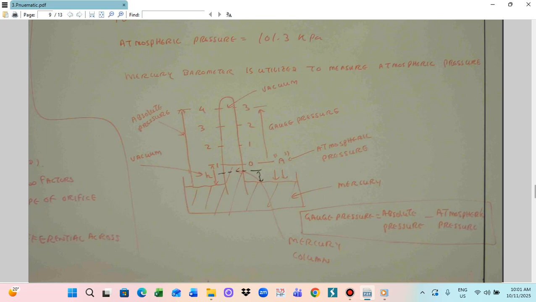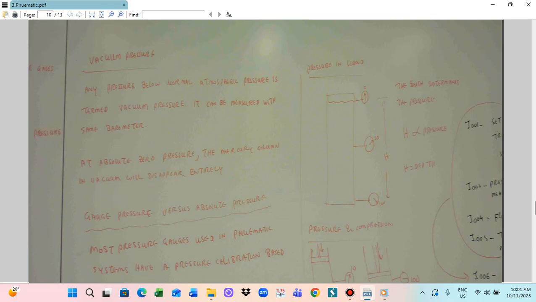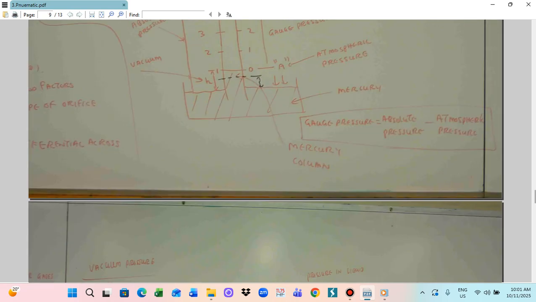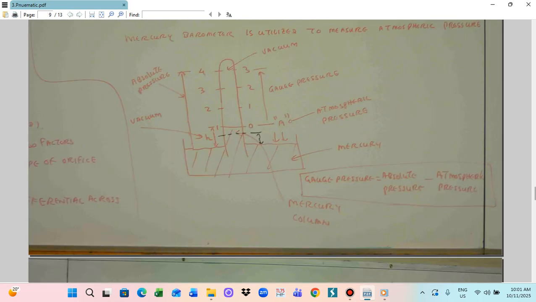In this case, how to make the analogy? For example, air pressure is 101.3 kilopascal. So in this case, we might use a spring as a reference. The spring might provide 101.3 kilopascal, and the difference in pressure overcomes the spring, so that the difference is indicated by the pressure indicator. So by this way you can use it.